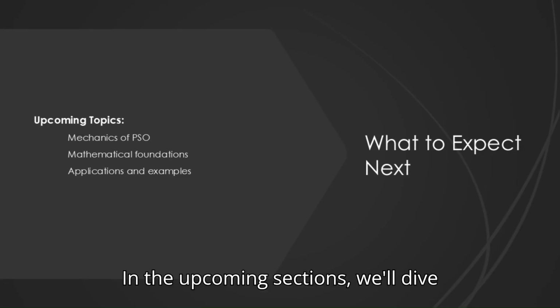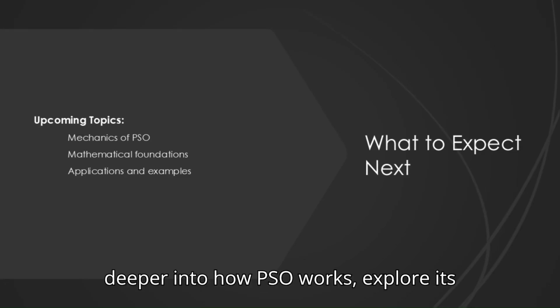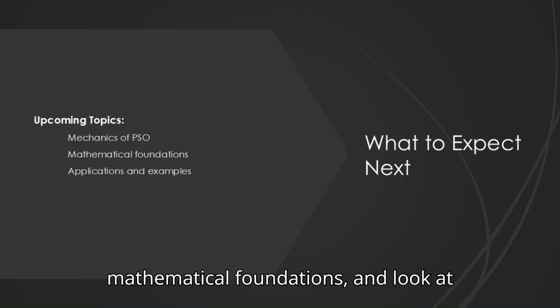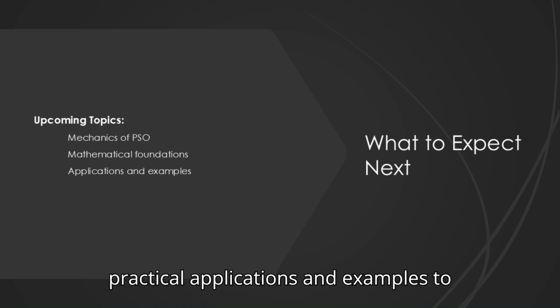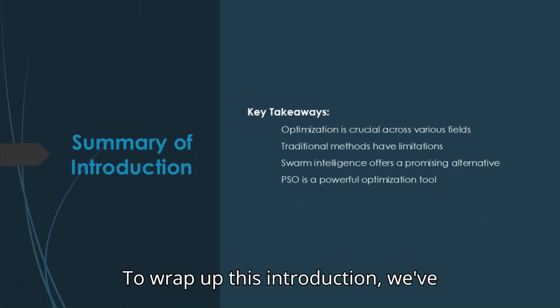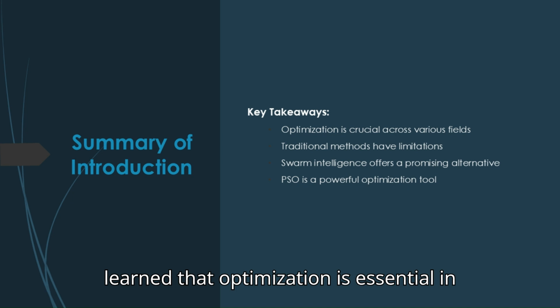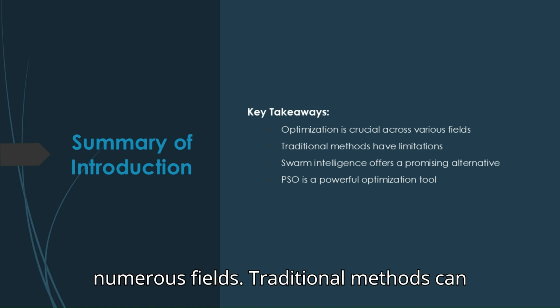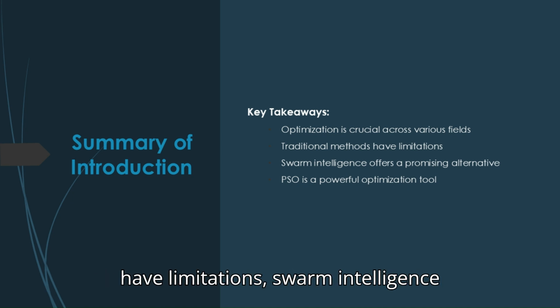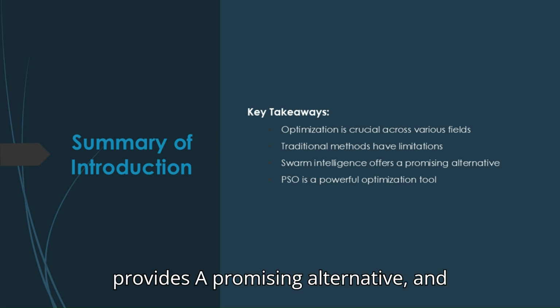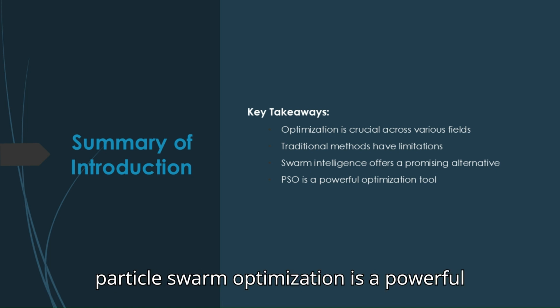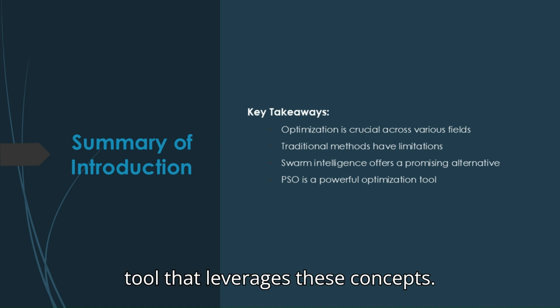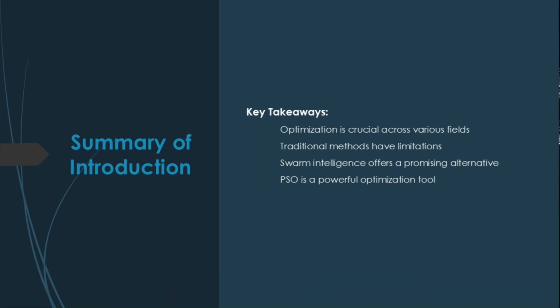In the upcoming sections, we'll dive deeper into how PSO works, explore its mathematical foundations, and look at practical applications and examples to illustrate its effectiveness. To wrap up this introduction, we've learned that optimization is essential in numerous fields. Traditional methods can have limitations. Swarm intelligence provides a promising alternative, and particle swarm optimization is a powerful tool that leverages these concepts.